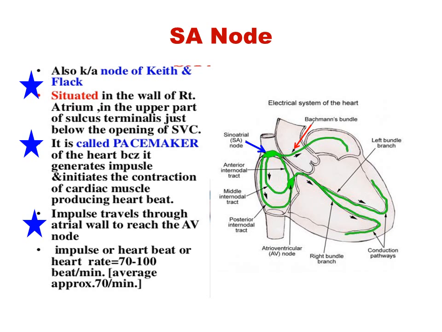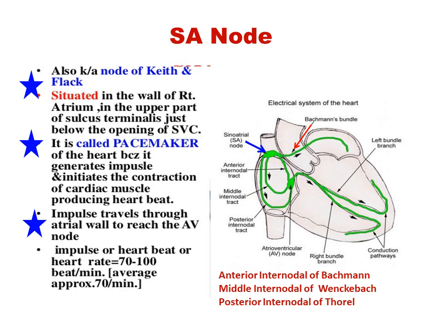This is interatrial bundle. The SA node gives three branches which reach the AV node: anterior, middle and posterior internodal tract. Anterior internodal tract of Bachmann, middle internodal tract of Wenckebach, and posterior internodal tract of Thorel. These three internodal tracts finally reach the AV node.